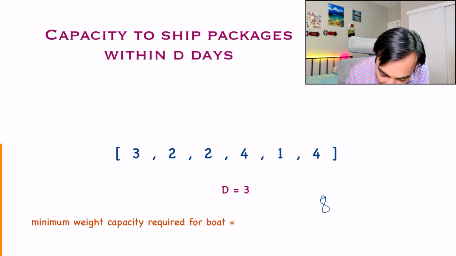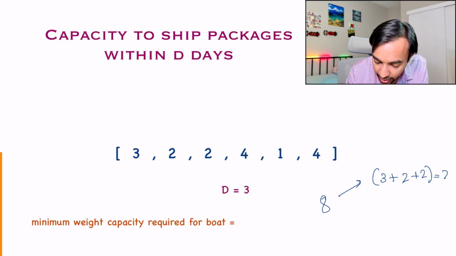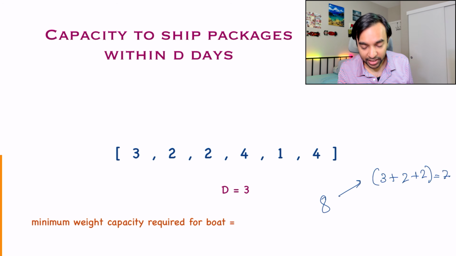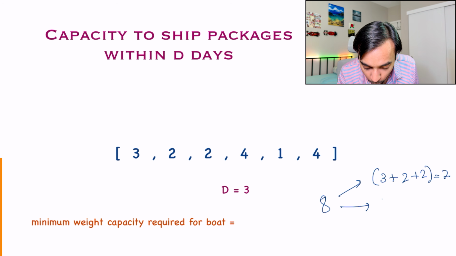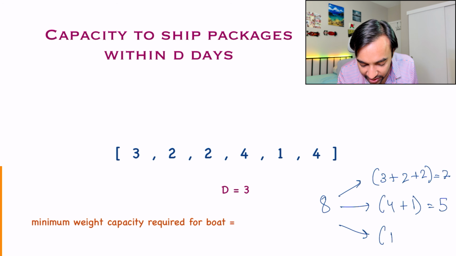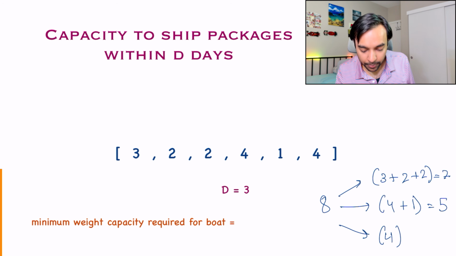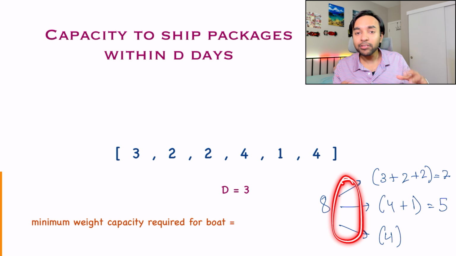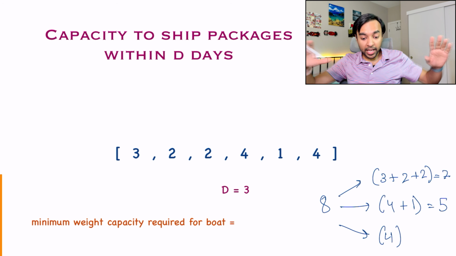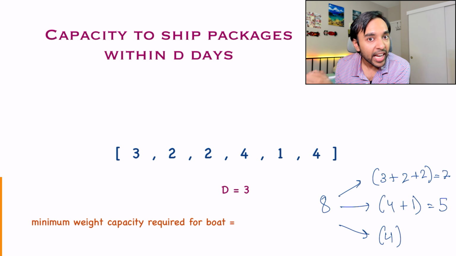When the boat capacity was 8, on day 1, you can send 3 plus 2 plus 2. That is 7. It is within the limit. I can send the packages. On the next day, what can I send? I can send 4 plus 1. That is 5. That is good too. And on day 3, I can send the 4 remaining packages. So in 3 days, I was able to ship all of the packages. So 8 does look like a good candidate.